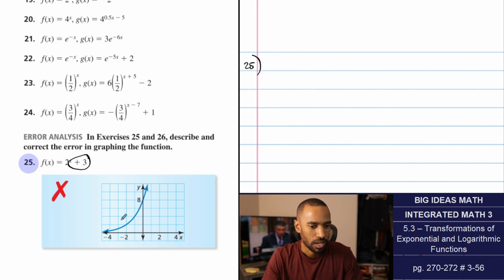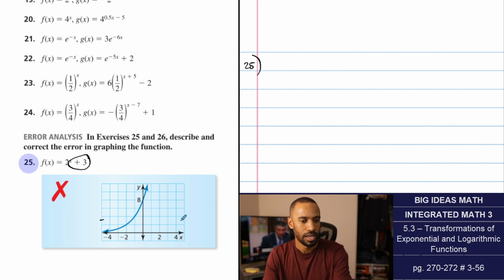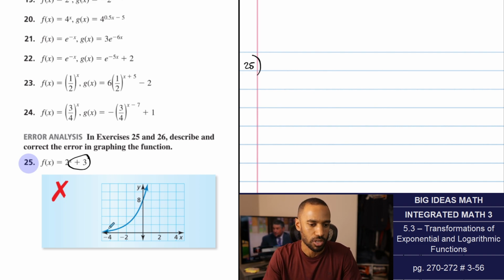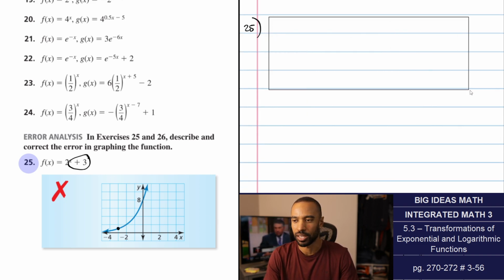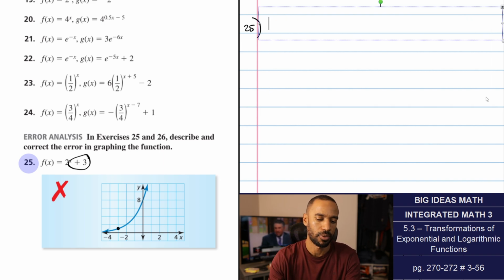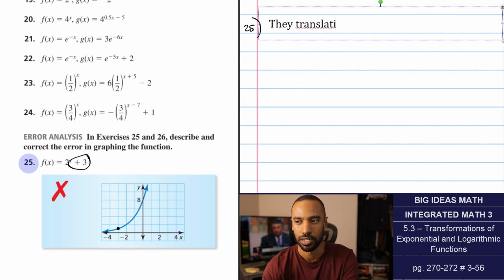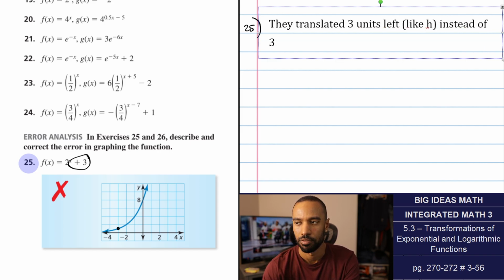Oh, those are going by 2s. So this, we should have a horizontal asymptote up here. What it looks like they probably did, they probably translated 3 units to the left, like x plus 3 inside the exponent. They probably went over here to go up just 1 unit, because remember, these are scaled by 2s. So it looks like they translated left, treating it like an h, instead of translating 3 units up like a k. They translated 3 units left like h, instead of 3 units up like k.